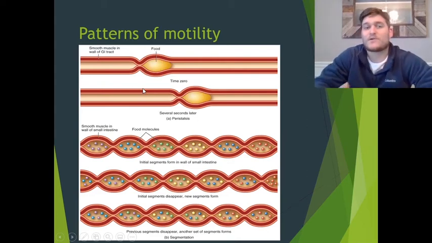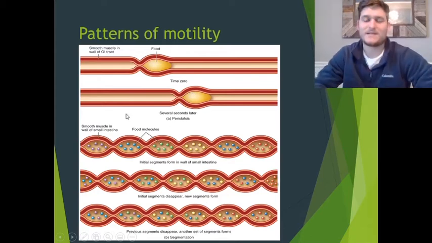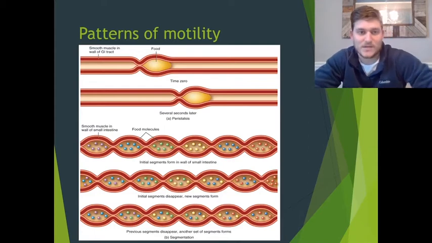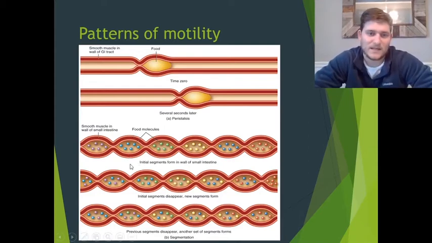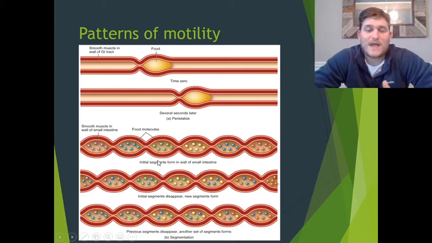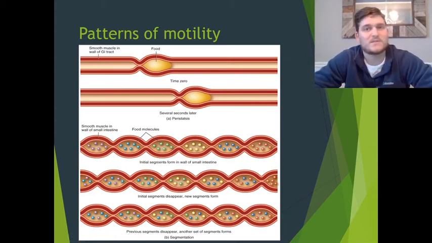But we also have what's called segmentation, and you see this more so in the small intestine. And these are alternating patterns of contraction. And so what's going to occur is that you get this mixing together of food particles, and segments will form and then disappear. And so this alternating contraction, again, is called segmentation. But both of these patterns of motility are responsible for moving food along and helping to digest food materials.